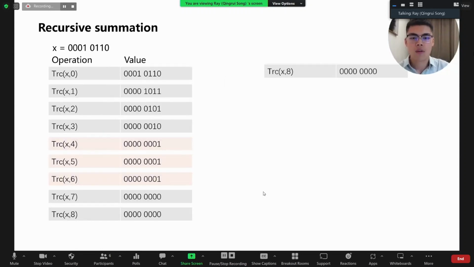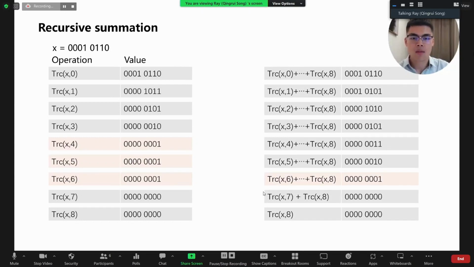As you can see, for the first element in the new array, we add from the truncation of x to 0 bit to the truncation of x to 8 bits. And for the second element in the new array, we add from the truncation of x to 1 bit to the truncation of x to 8 bits, and so on. By doing this, we can make sure that only one target value exists in the array. And with this, we have finally completed the construction of our three-party D-ReLU protocol.